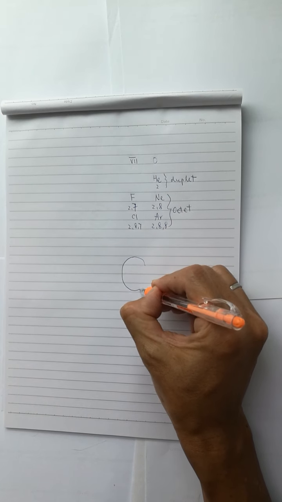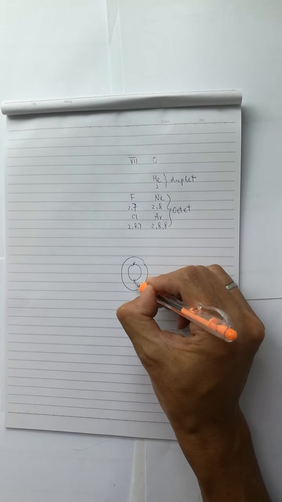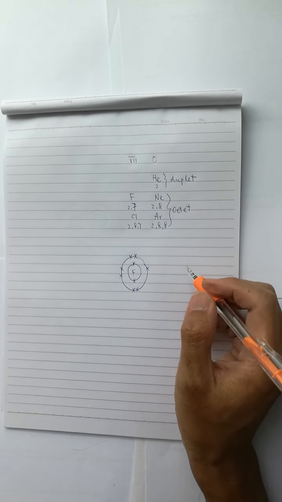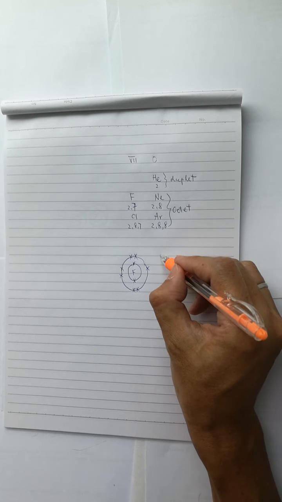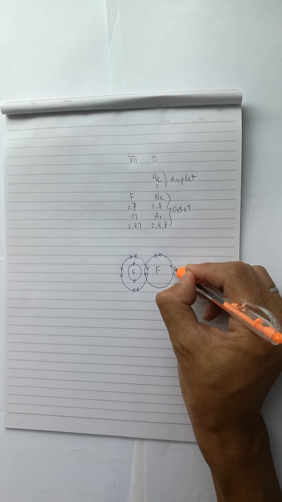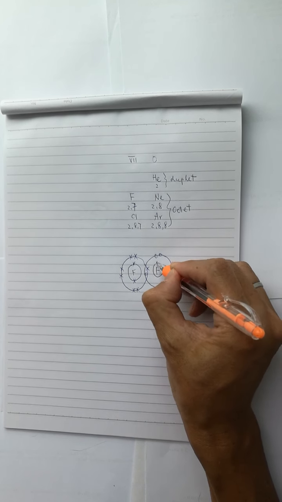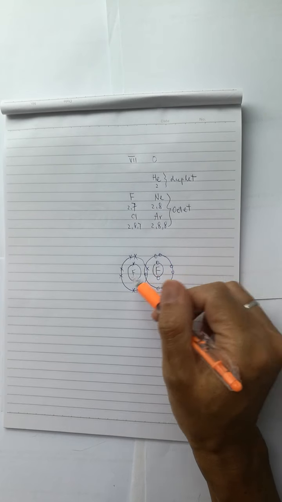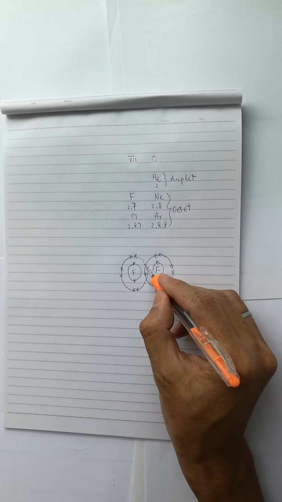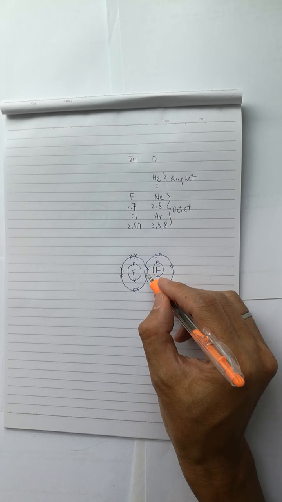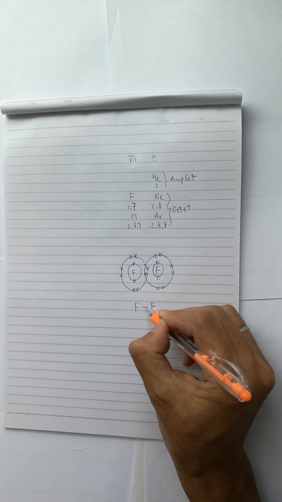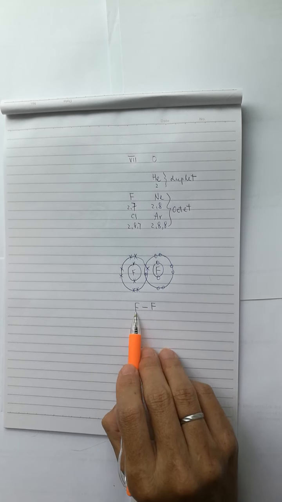The fluorine has 7 outermost shell electrons, and the other one, F, shares 1 electron with another F. So the molecule has 2 electrons shared. You can use a single straight line stroke to represent the covalent bond.